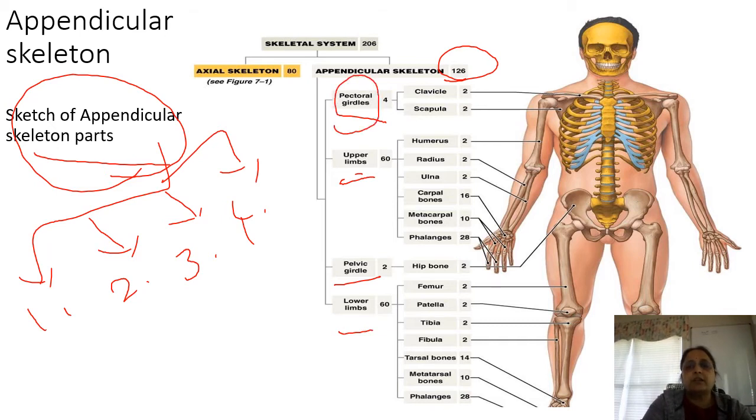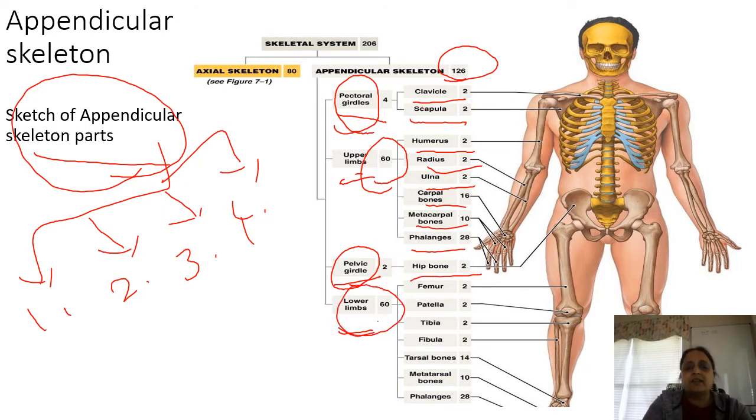So if you see the pectoral girdle, that is the shoulder girdle, formed by 2 varieties of bones, clavicle and scapula. Next, upper limbs are formed by 60 bones, that includes humerus, radius, ulna, carpal bones, metacarpal bones and phalanges. Pelvic girdle is the hip girdle, formed by hip bones. Then followed by the lower limbs, again 60 bones, that comprises femur and kneecap, patellae, and tibia, fibula, tarsal, metatarsal bones and phalanges.